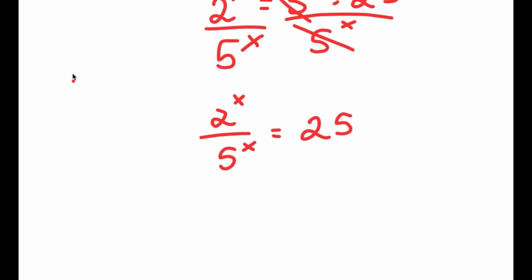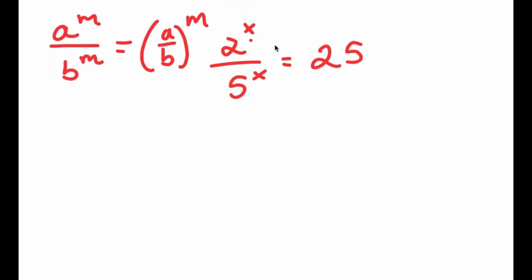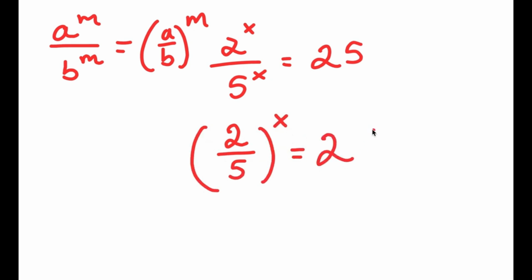Now, if I have something in the form a to the power of m over b to the power of m, this is the same thing as a over b to the power of m. So 2 to the power of x over 5 to the power of x, that's going to equal 2 over 5 to the power of x, which is equal to 25.